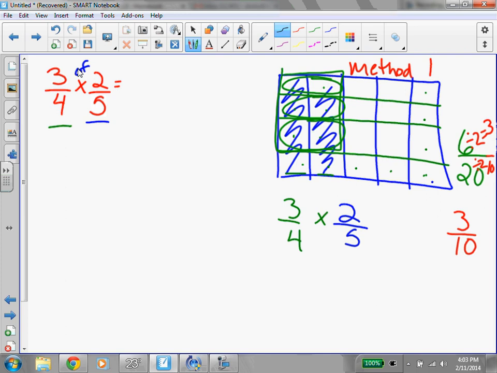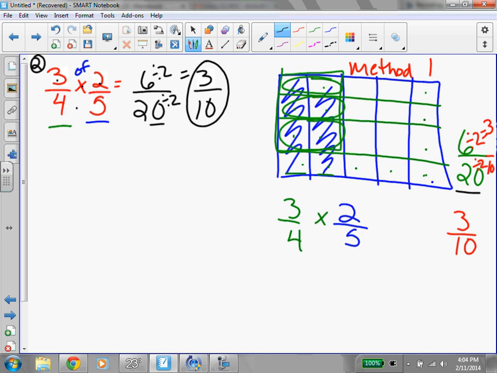Method 2, what am I going to do with method 2? Well, this is going to be method 2 right here. I'm going to multiply straight across, and we did this on Tuesday. 3 times 2 equals 6, and 4 times 5 equals 20. Oh, look, I have 6/20 here and 6/20 here. And I need to simplify that. 6 divided by 2 equals 3, 20 divided by 2 equals 10. 3/10. And again, 3/10.